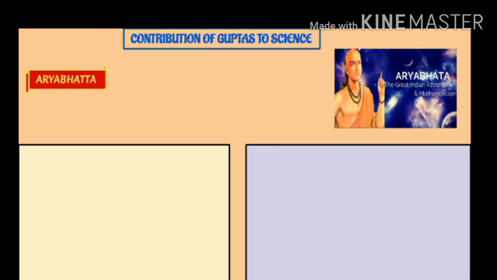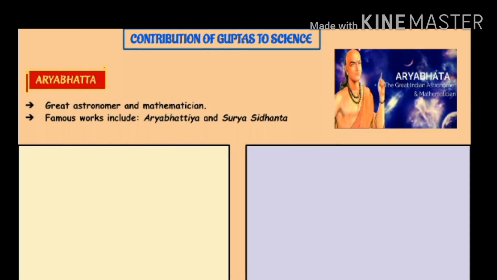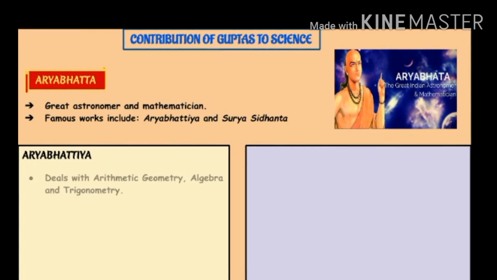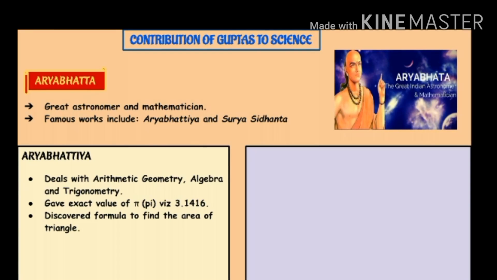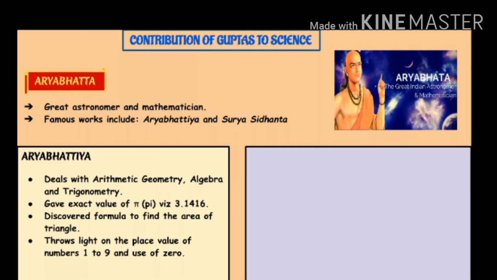Contribution of the Guptas to science. Aryabhatta. Aryabhatta was a great astronomer and mathematician. He wrote two famous books called Aryabhatiya and Surya Siddhanta. Aryabhatiya deals with arithmetic, geometry, algebra, and trigonometry. He worked out the exact value of pi and discovered the formula to find the area of a triangle. He throws light on the place value of the numbers 1 to 9 and the use of 0.